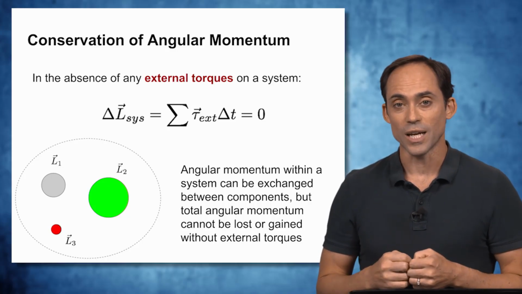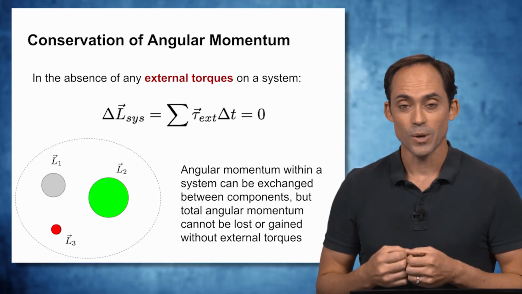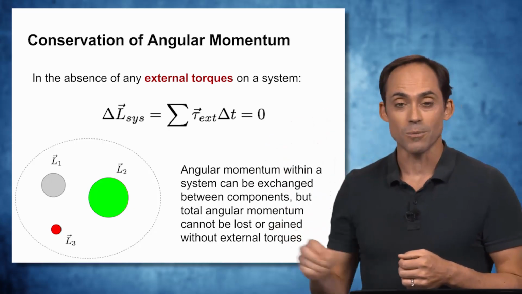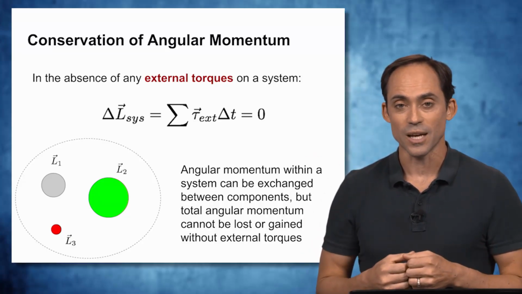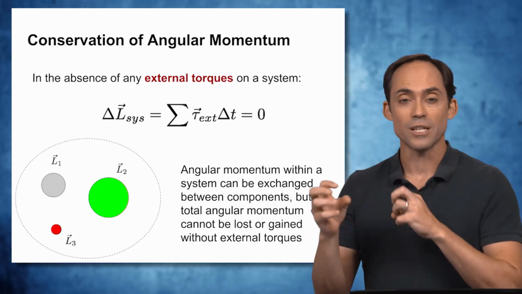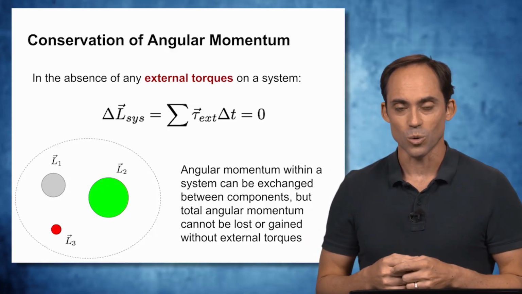In this case, we're looking for any external torques. If there's no external torques, we can add up the angular momentum of all the components in our system, and that total angular momentum is going to stay constant no matter how those individual objects act within the system. It only depends on the external torques.